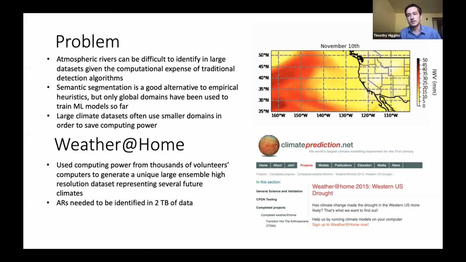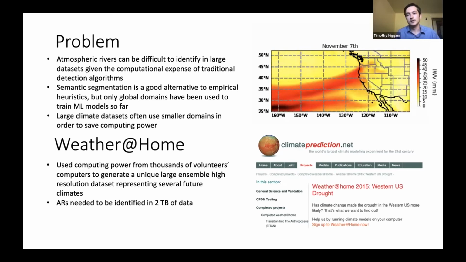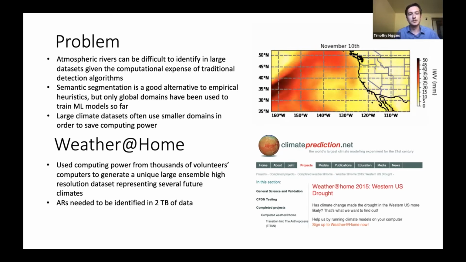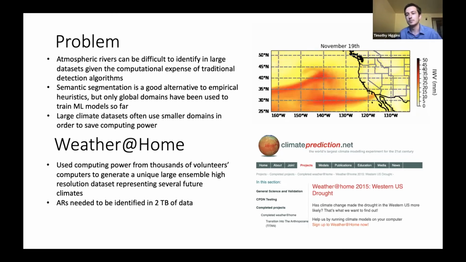Traditionally, empirical heuristics have been used to track these events. However, a lot of them rely on variables that aren't always available, and they do use a lot of computing power. One more recent alternate approach has been using semantic segmentation. In addition, large climate data sets often use smaller domains in order to save computing power, and semantic segmentation has only been experimented with on global domains. So I'm going to be looking into how semantic segmentation might work on a regional domain.